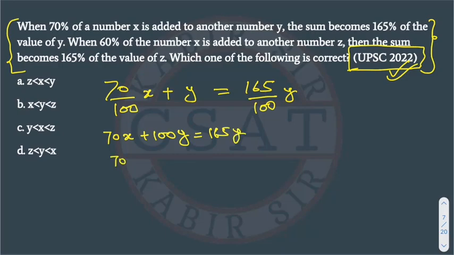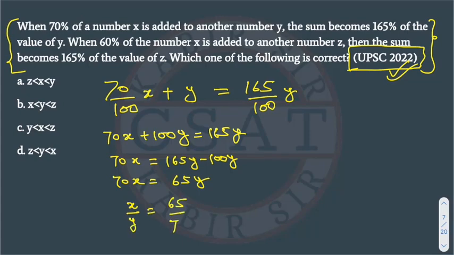When we solve this further, 100y will go to this side, right? So it will become 165y minus 100y. So it will become 70x is equal to 65y. Now we will write it as x upon y is equal to 65 upon 70. Now we can divide this by 5, right? So it will be 13 by 14.